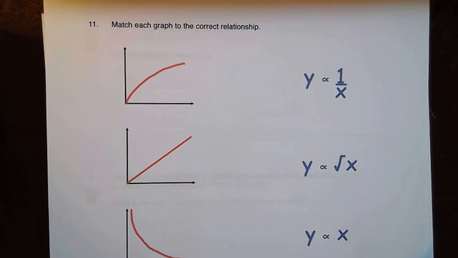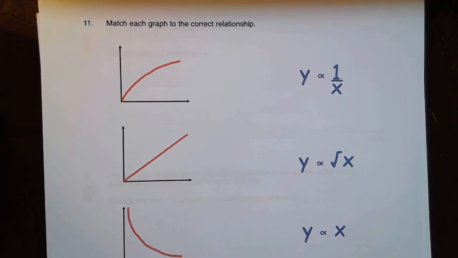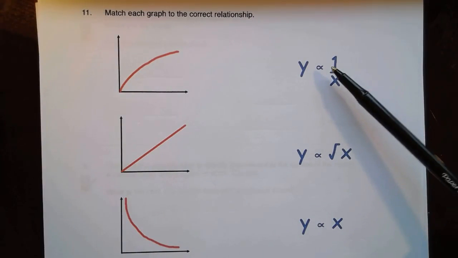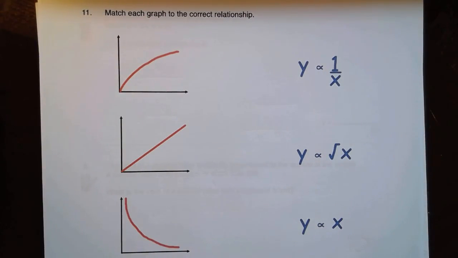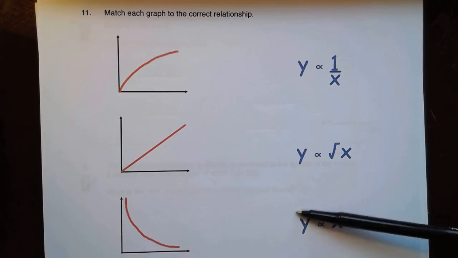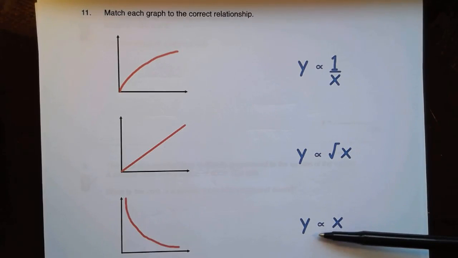Question 11. Match the graph to the correct relationship. So this question is just asking us to recognize these forms of graph. Also making sure we know that this means proportional to. If it's simply proportional to, directly proportional to, that means it goes up by a like amount.